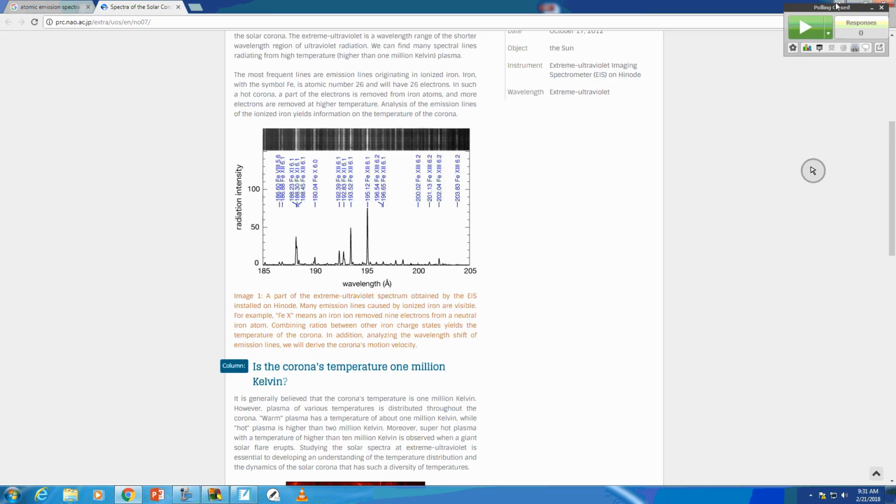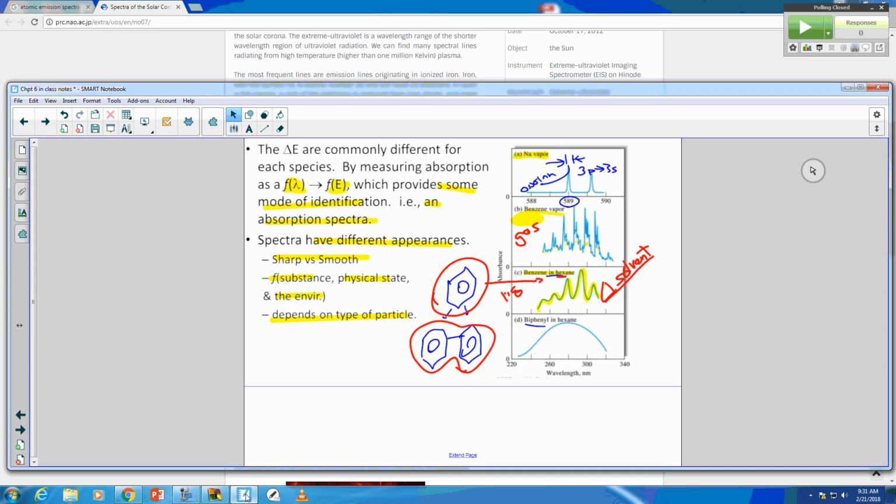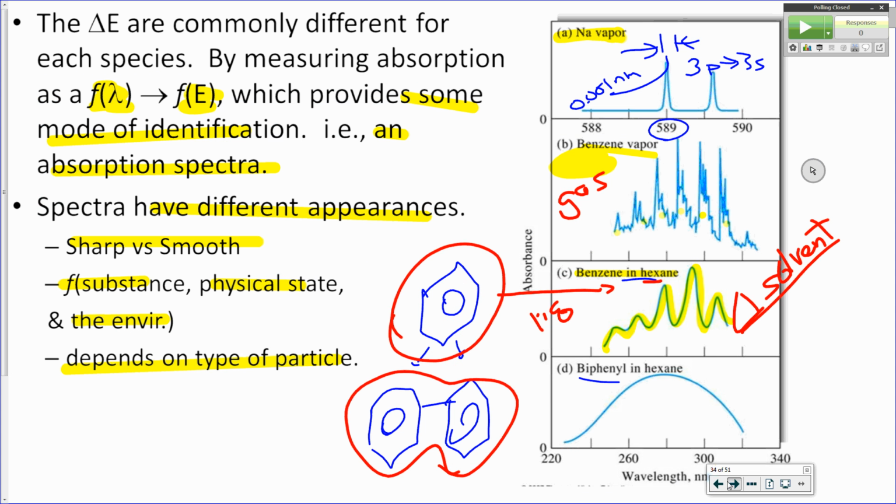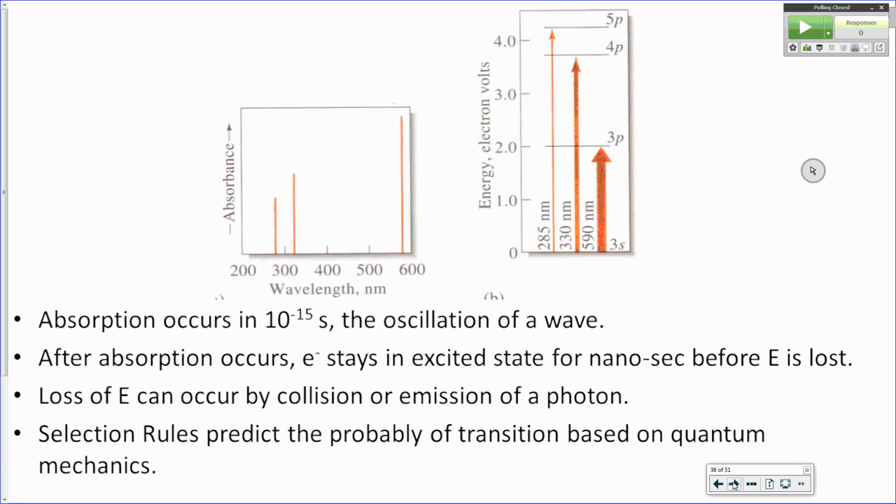We're not doing it justice when we say that they're as broad as this picture represents. With atomic species, they are very, very narrow.